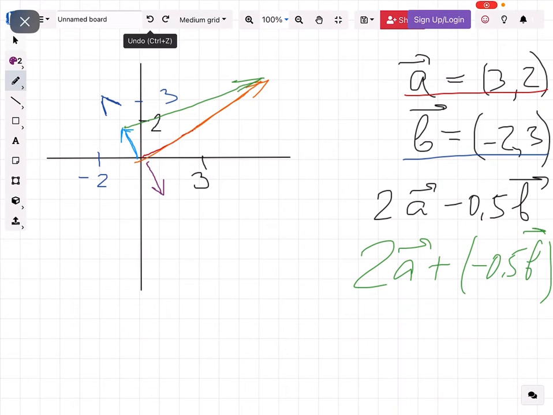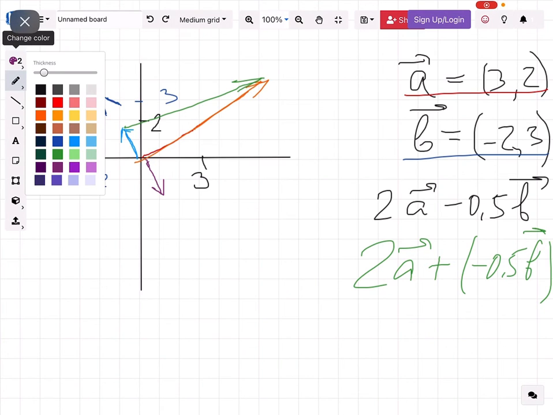Like this. But now, so this purple vector is minus half B, but now we need to add 2A and minus half B. So add this purple and orange vectors. The way we do it, since they're both coming from the same point, we're going to have to create a rectangle, a parallelogram, not a rectangle necessarily, and then draw a diagonal.